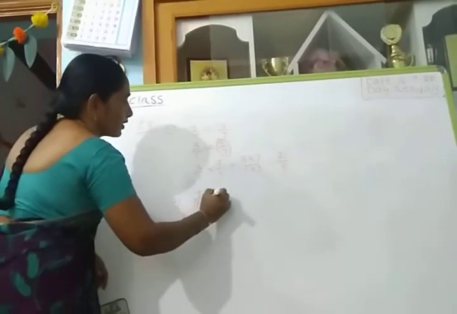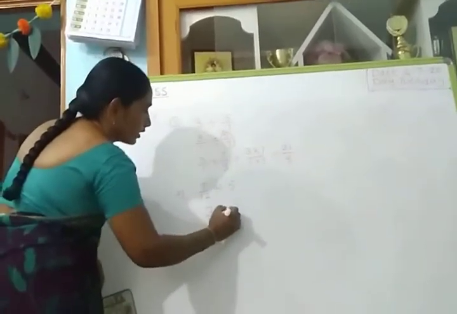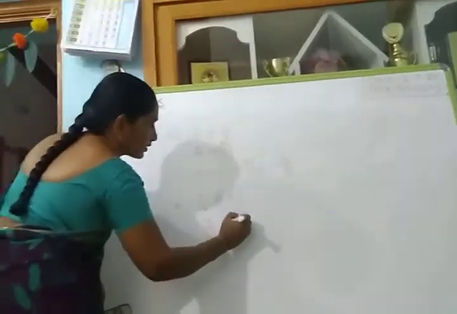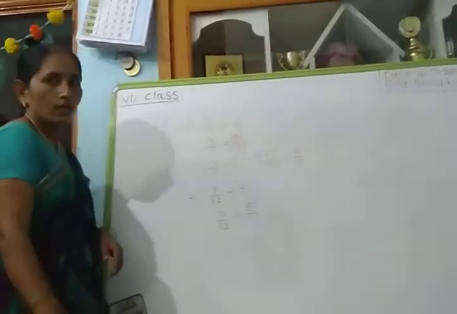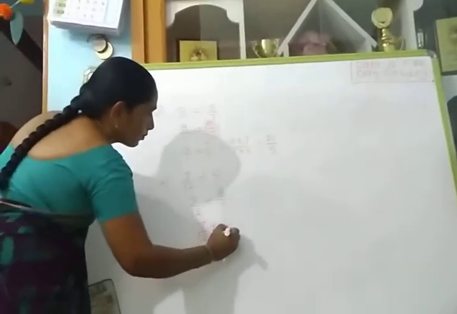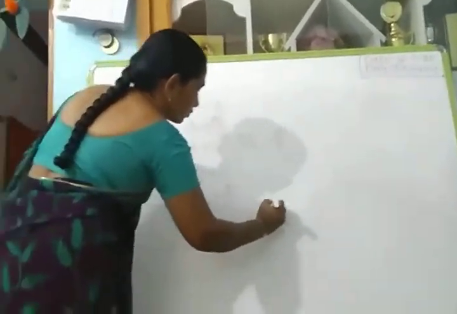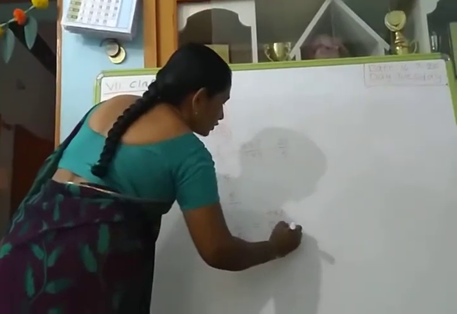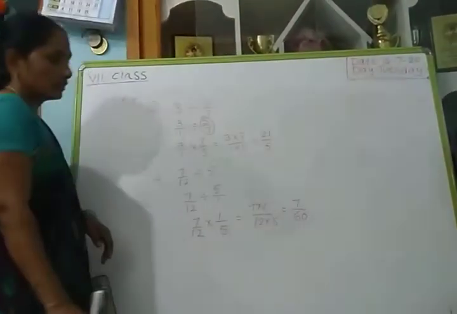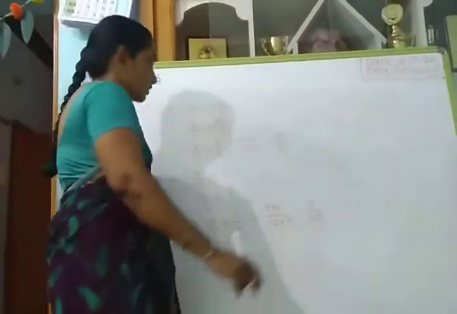7 by 12 divided by 5. Here 5 is nothing but 5 by 1, we have to take. So 7 by 12 into 1 by 5. The reciprocal of 5 is 1 by 5. So 7 into 1 by 12 into 5. 7 1s are 7 by 12 5s are 60. Like this we have to do division of fractions.